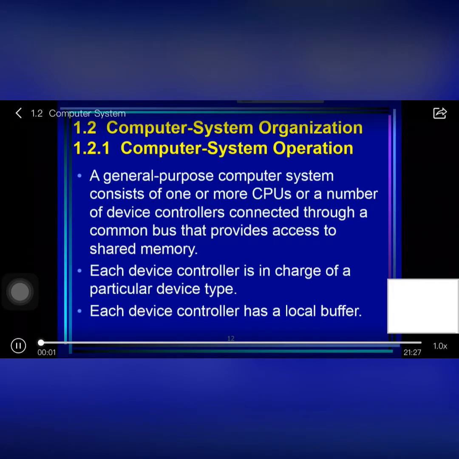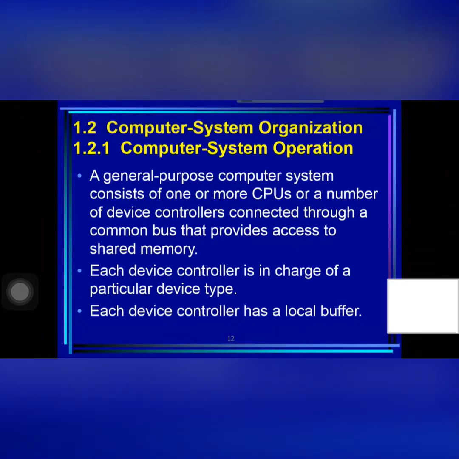Before we can explore the details of how computer systems operate, we need general knowledge of the structure of a computer system. In this section, we look at several parts of this structure. So, first part, computer system operation.